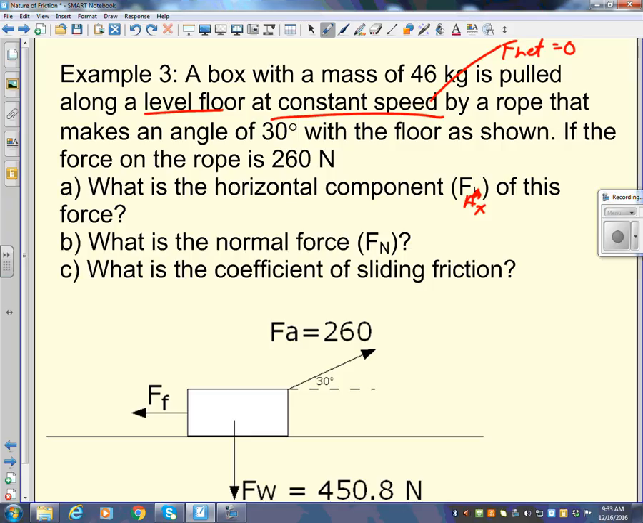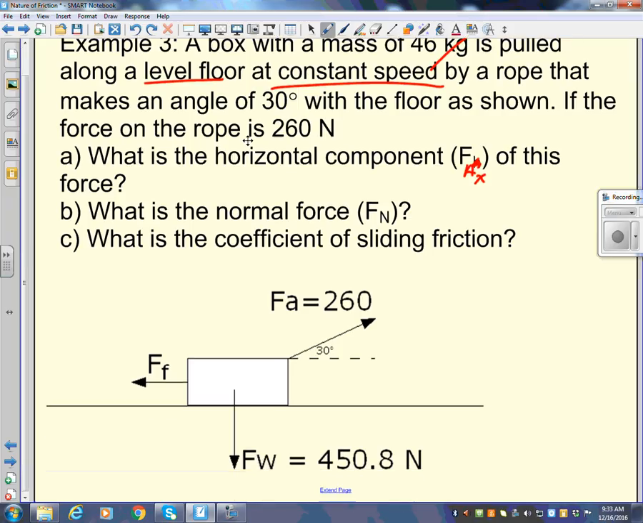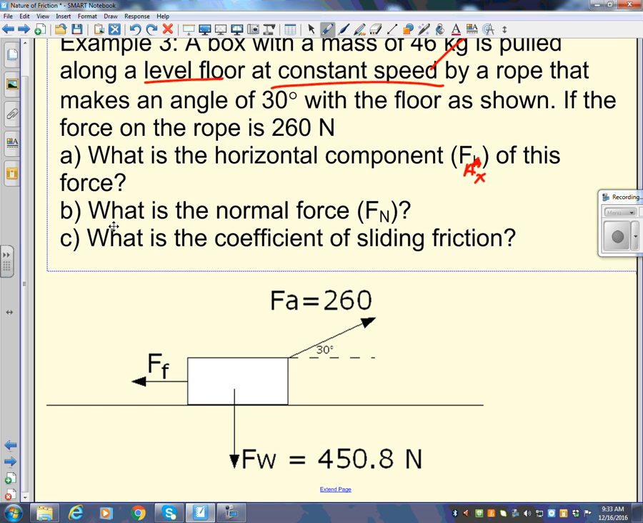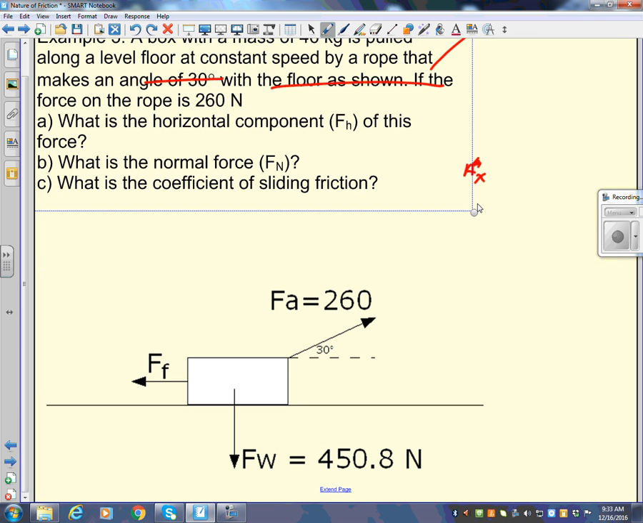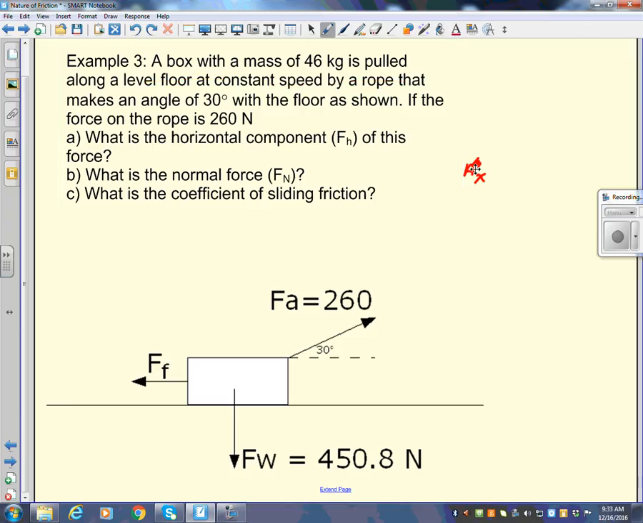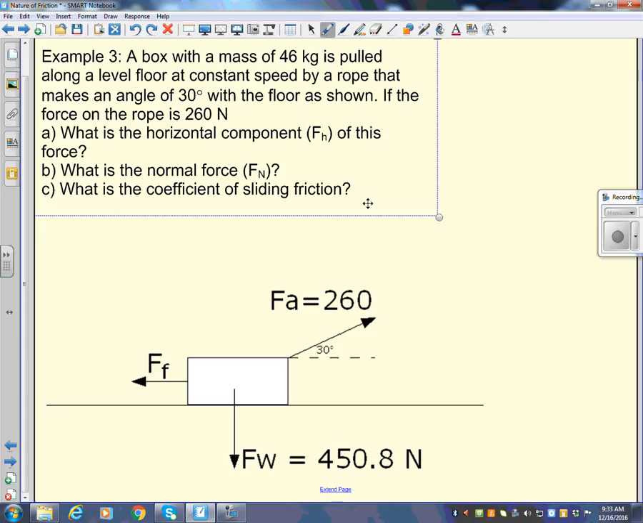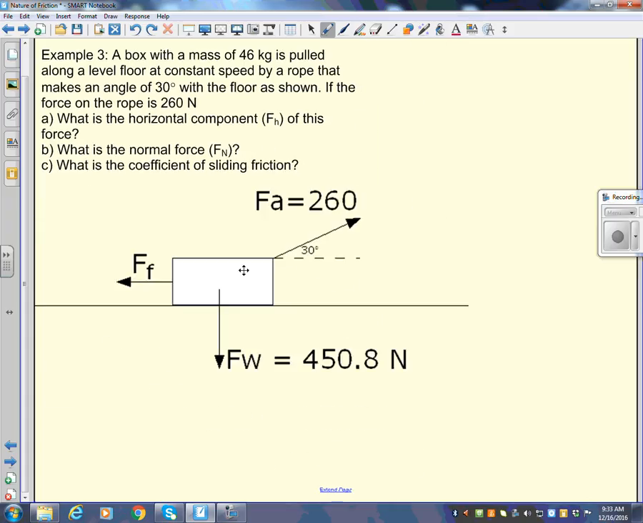Do you guys have the picture? No, we. You don't have the picture? Okay. This is the FA. FW equals that much. I don't know how you got it. You don't know how I got this 450? Do you know how I got that number there? I didn't, for some reason, do that step, so we better do that, right? So that's going to be 46 times minus 9.8. Now let me just double check that it is, but it should be. Yep.